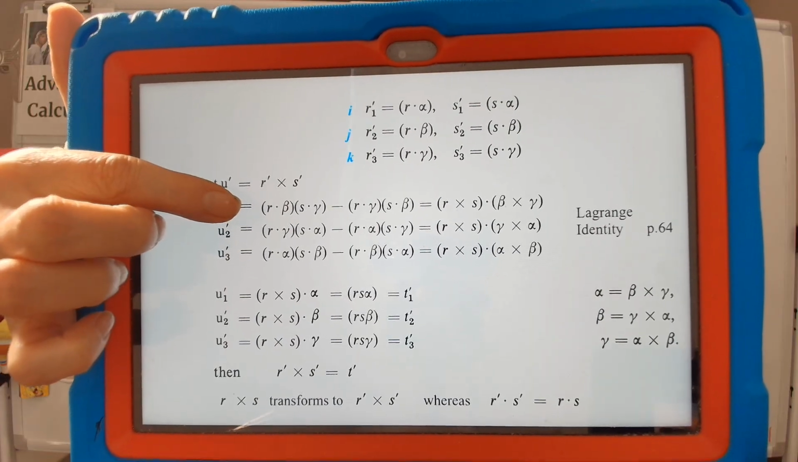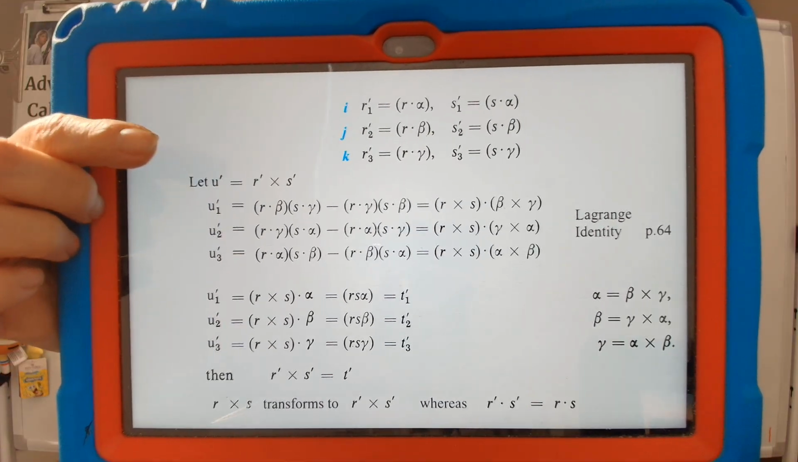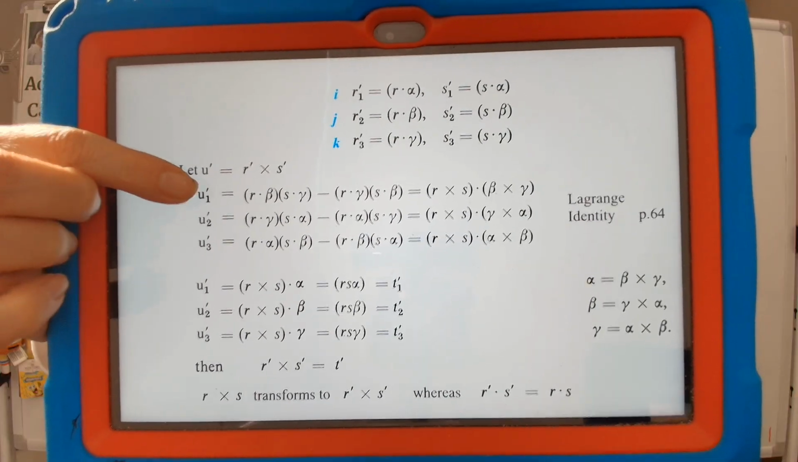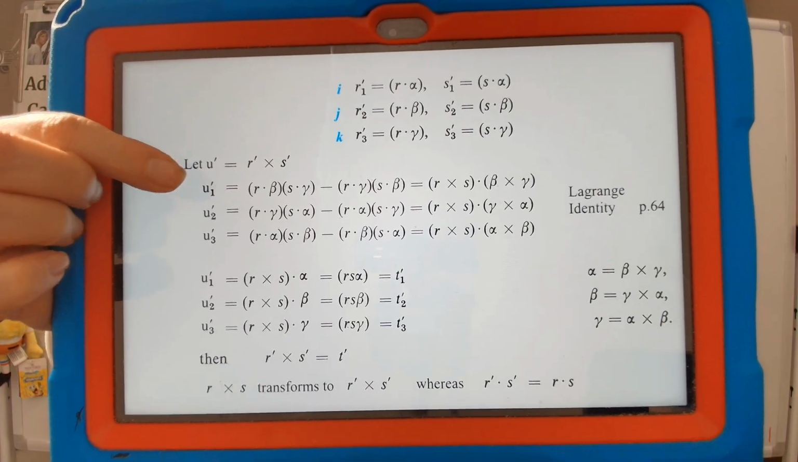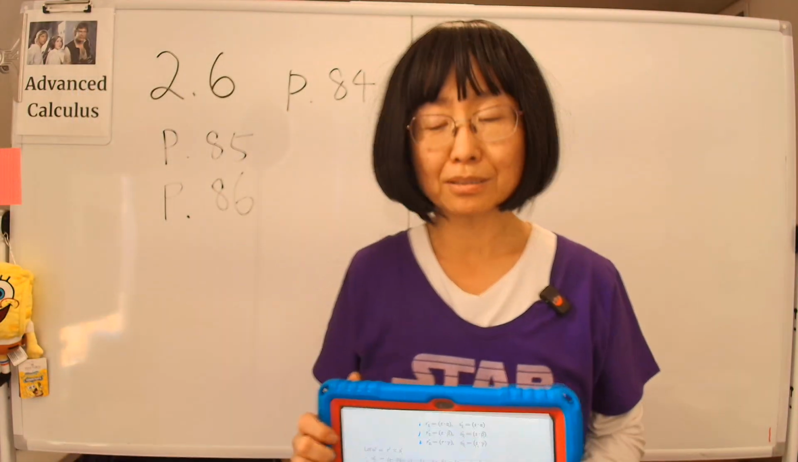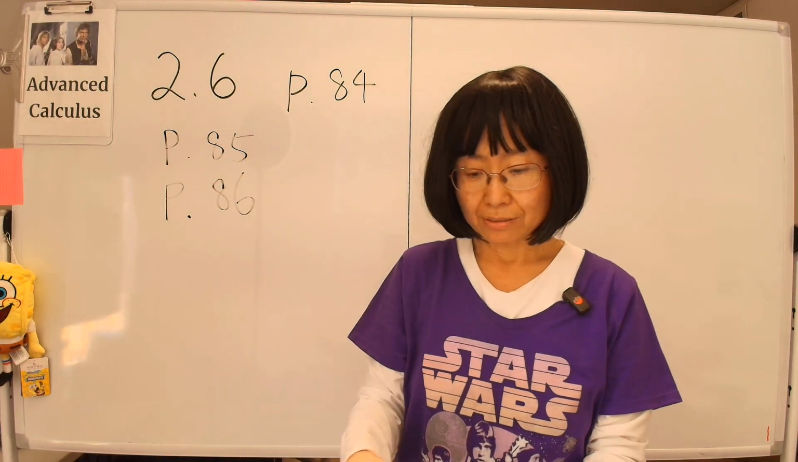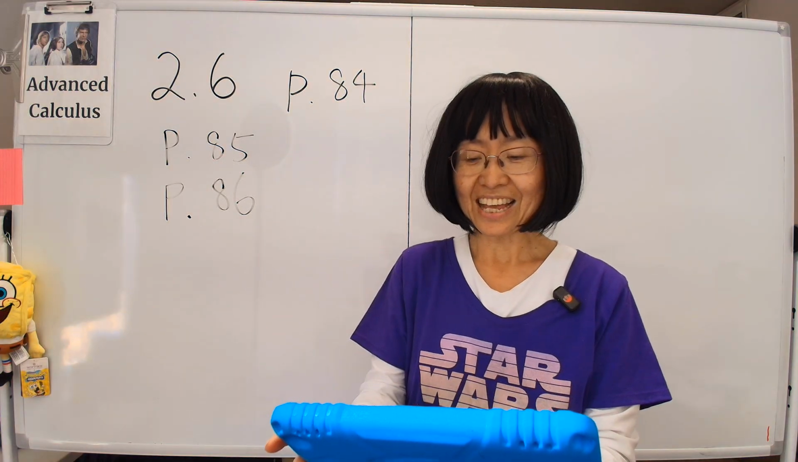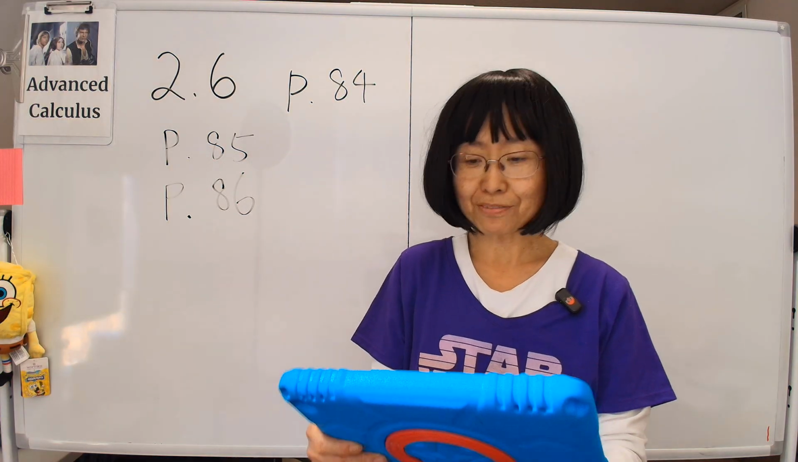If you look at it carefully, you'll recognize immediately that by Lagrange identity on page 64, this is R cross S dot beta cross gamma, the first one. And similarly, the others are also the dot product of some cross product as well. So that's doing pretty good, okay? That's a bunch of stuff crossed and dotted.